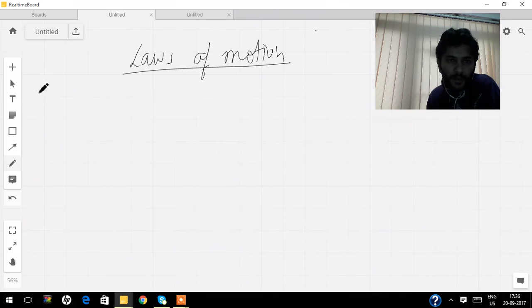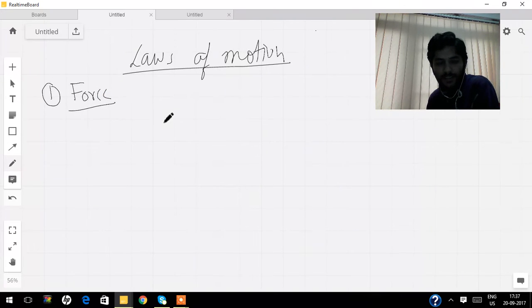So the first thing that we are going to study here is about force. What is force? Now if we ask a 9th class student about force, the student will say that force is something which is a push or a pull.